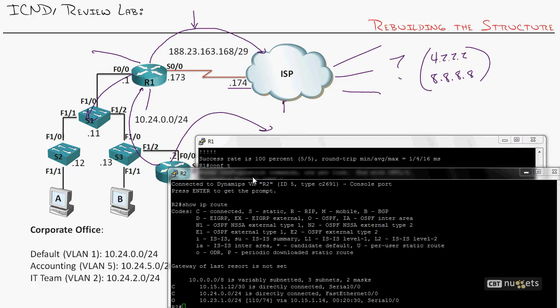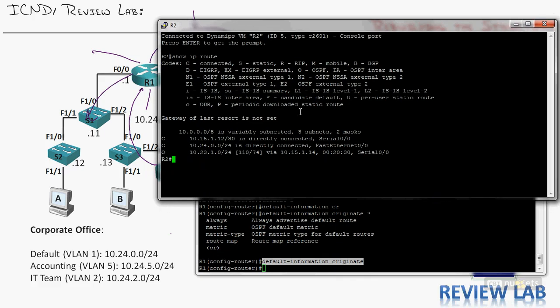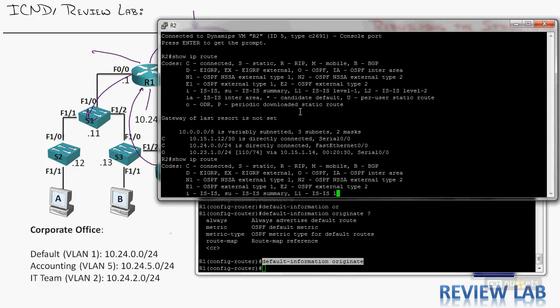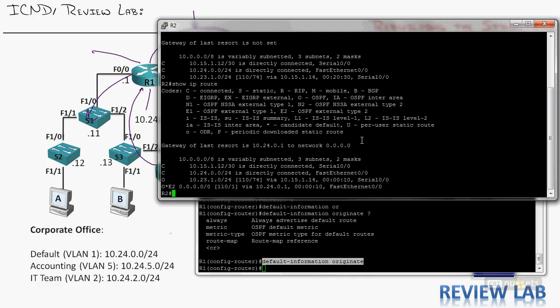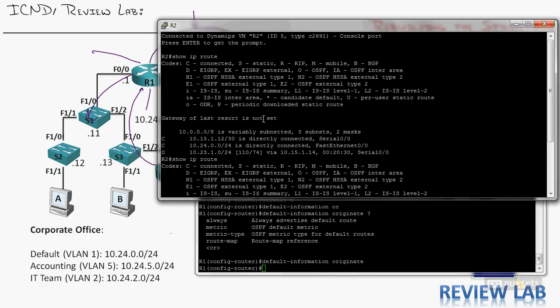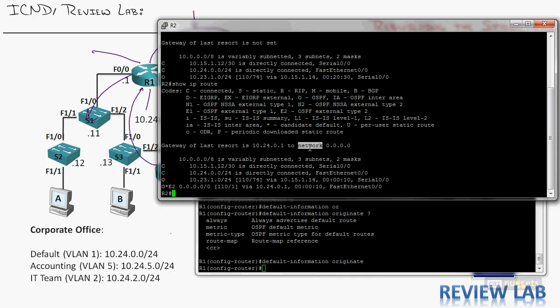So now, after typing that command on router 1, I should be able to go to router 2 and just hit the up arrow. And now see, look at that. We've got a default gateway is now set where it wasn't before we did that command. Default gateway is now set, and it's showing as an external type 2 route.